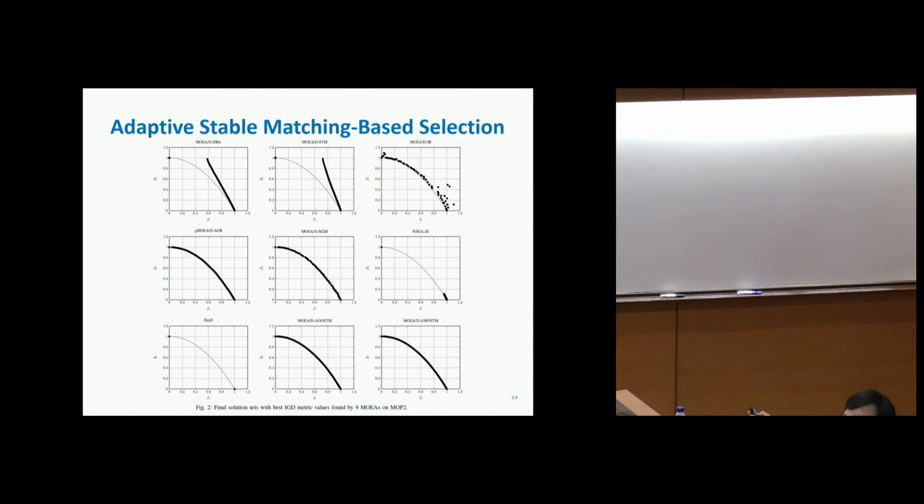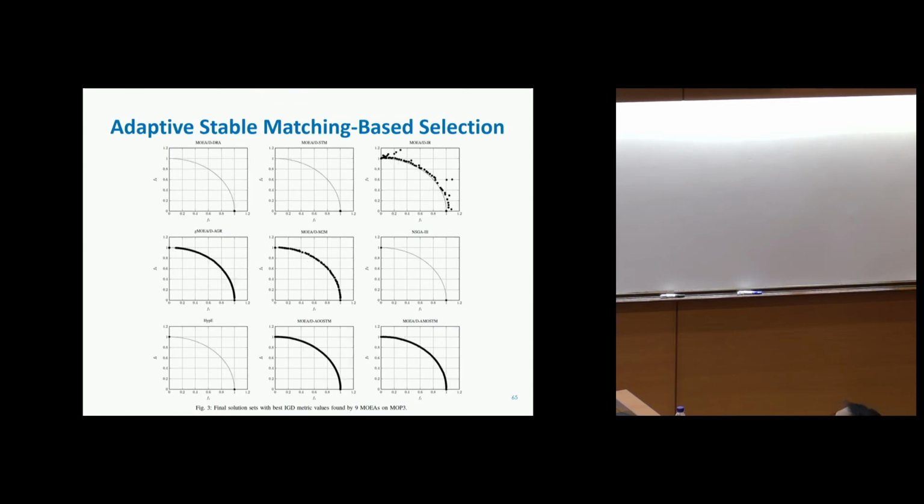NSGA3 also has similar problems. Okay, because all these algorithms are looking for convergency all the time, and did not take diversity into consideration. So you'll see that in our case, it looks like this. Similarly, MOP3, we are also doing very good. So similar, you see these two cases, for those convergency-oriented algorithms, they all don't do very well.